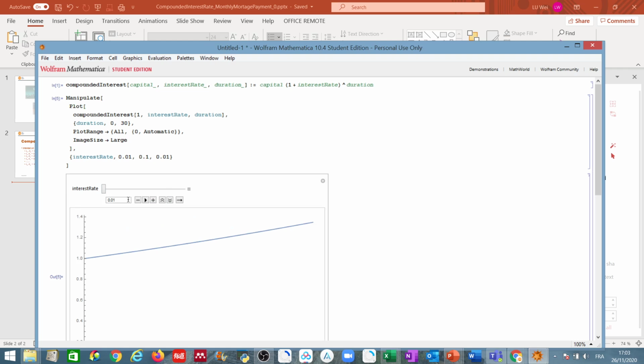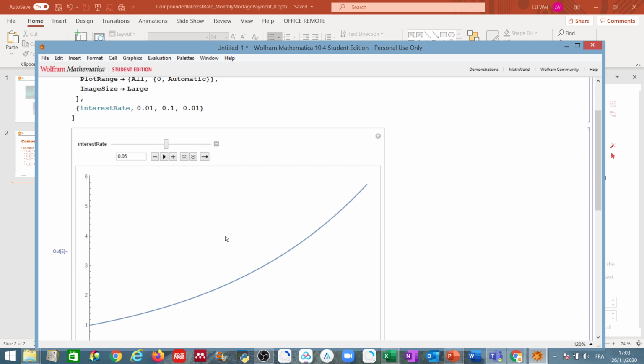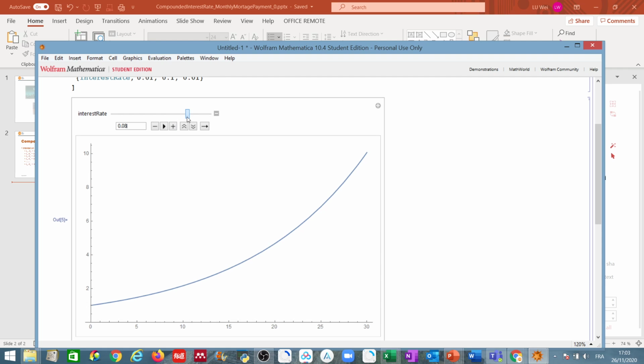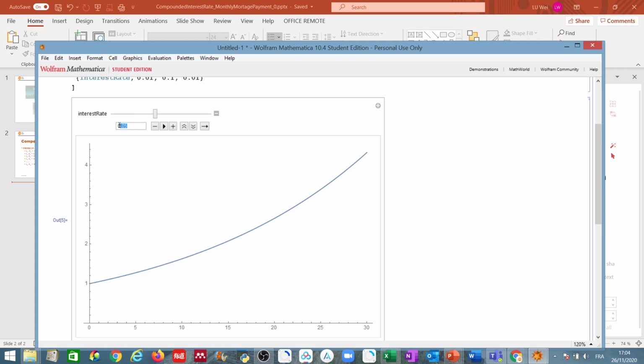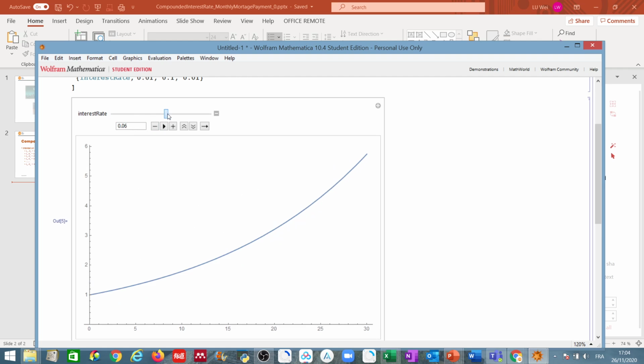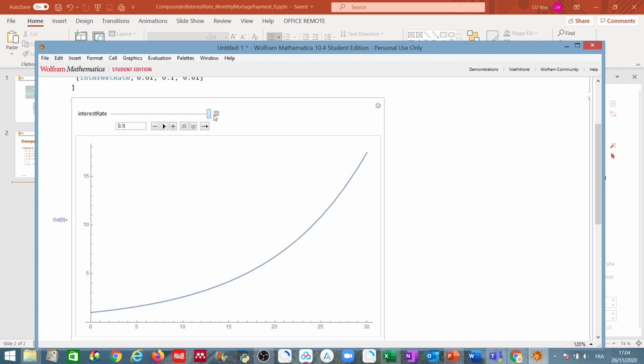I will make a pair. This is the interest rate, and I will increase the interest rate. You can see that it increases very, very quickly at the end. That means with the increase of the interest rate, it becomes more and more quickly increasing, like this. With the increase of the interest rate, the increase of the total of principal and interest becomes more and more quick.